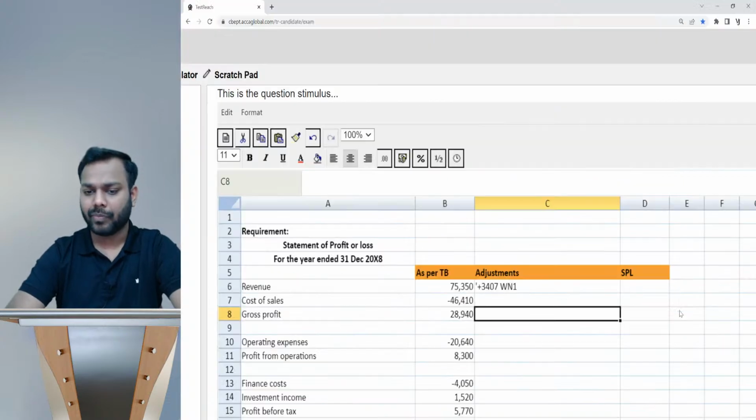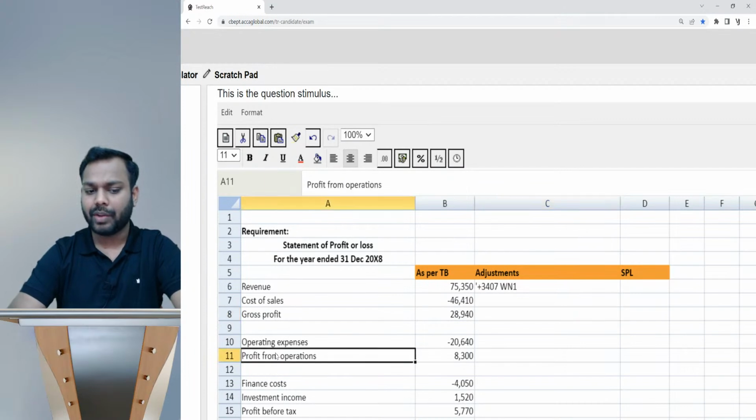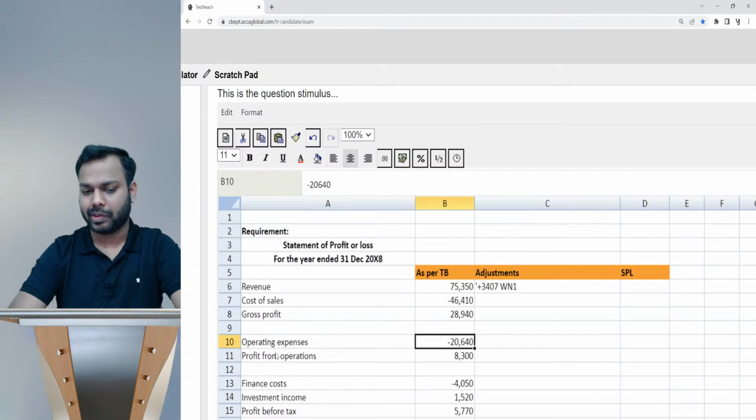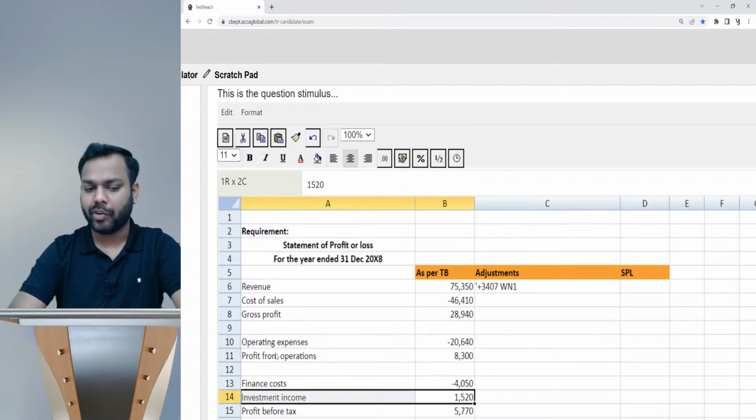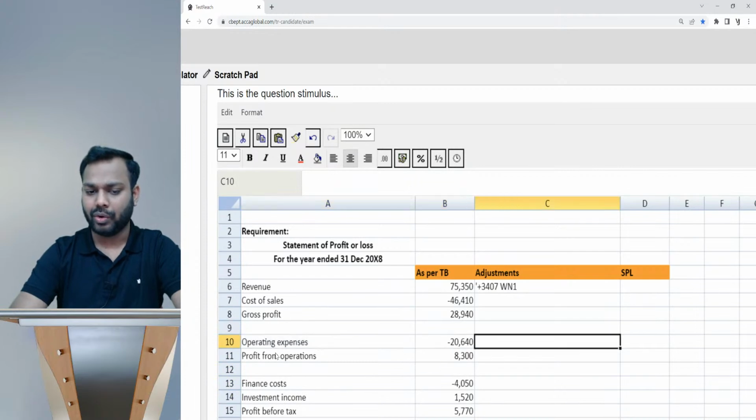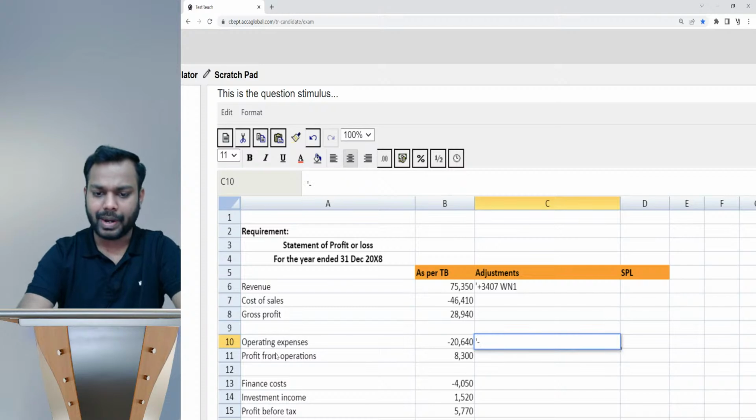Now, where will we record finance income? Either we can record it in investment income or we can reduce the operating expenses. So what we will do is reduce the operating expenses. If we have to reduce, we add a plus sign, so plus 296, working note number 1.